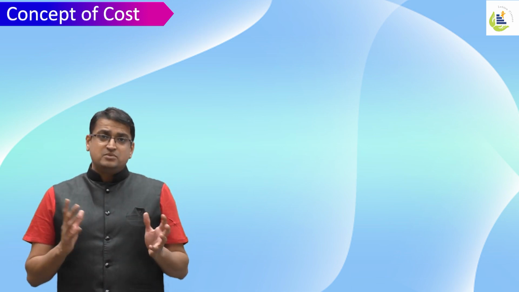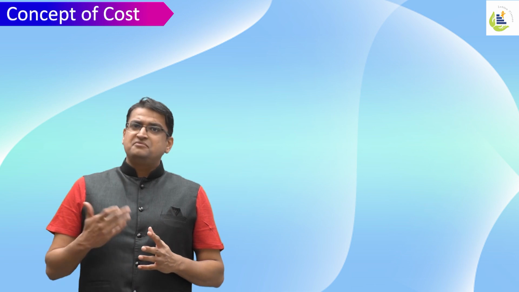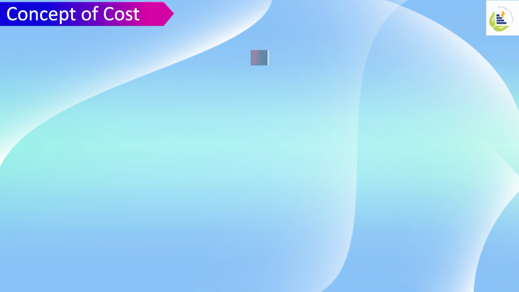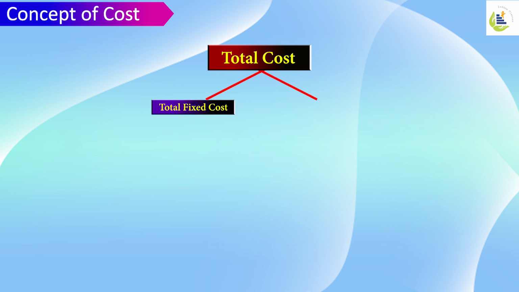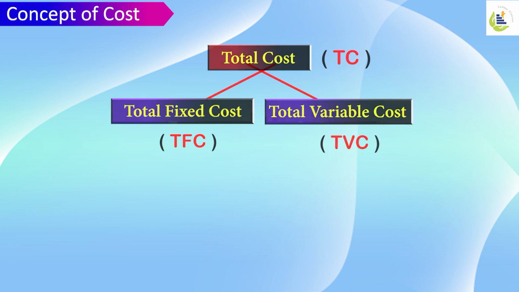So cost incurred for the payments of variable inputs is called variable cost. Their sum will be total variable cost. In a nutshell, total cost of production is total fixed cost plus total variable cost, where total cost of production is TC, total fixed cost is TFC and total variable cost is TVC.